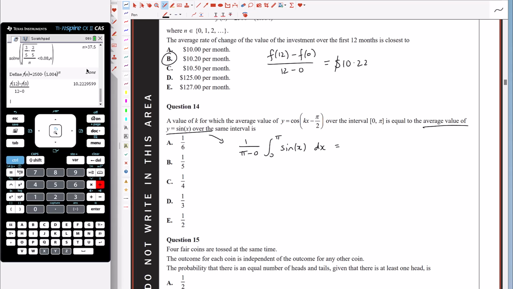Sorry, I keep pressing shift when I mean to press control. So that's going to be 1 on pi, integral from 0 to pi of sine of x. I just realised I'm in degrees from a question I did in a previous exam. Just change that to radians. Okay, so that is 2 on pi.